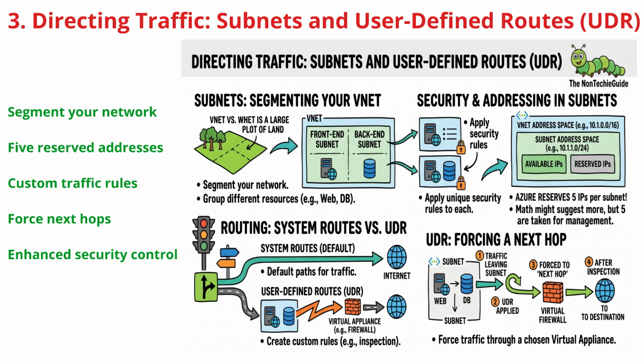This is where user-defined routes, UDR, come in. While Azure sets up default system routes to handle typical traffic flow, UDRs are your custom rules that let you override those defaults, giving you complete control over your network routing. For instance, if you want all traffic to pass through a specialized virtual appliance, like a firewall, before reaching its destination, a UDR is how you make it happen. You create the custom rule, and Azure enforces that next hop for all outbound traffic from your subnet, ensuring every packet is inspected. It's all about creating precise, efficient, and secure paths for your digital assets.